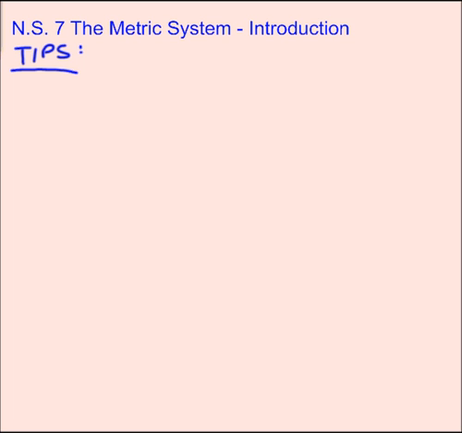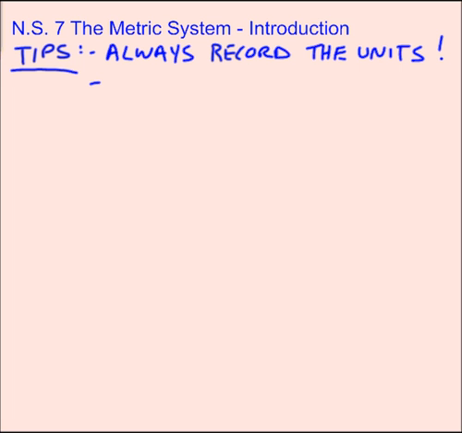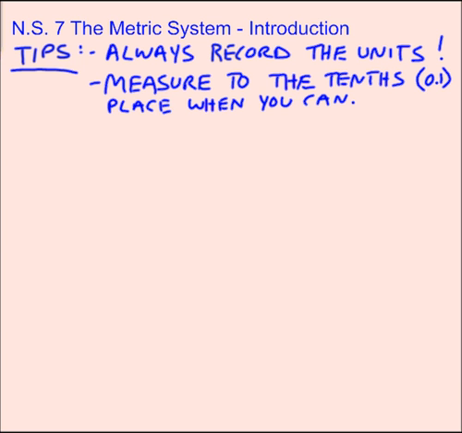Okay, next I'd like to talk about some tips when using the metric system. My first tip, and probably the most important one, is when you record a measurement, you always have to include a unit. Next tip, measure to the tenths place whenever you can. When using a metric ruler, you can measure to a tenth of a centimeter. When using a triple beam balance, you can measure to a tenth of a gram.